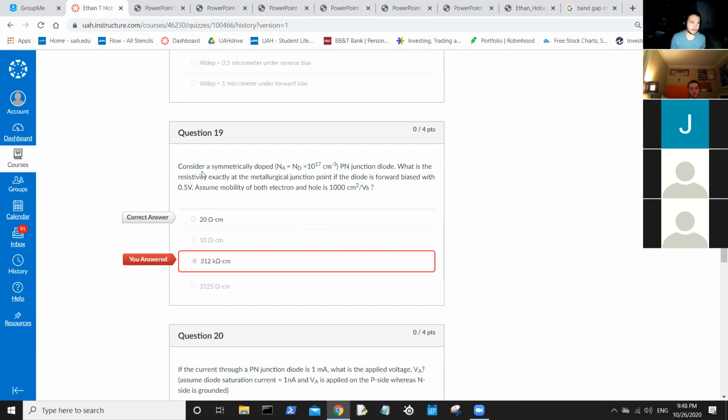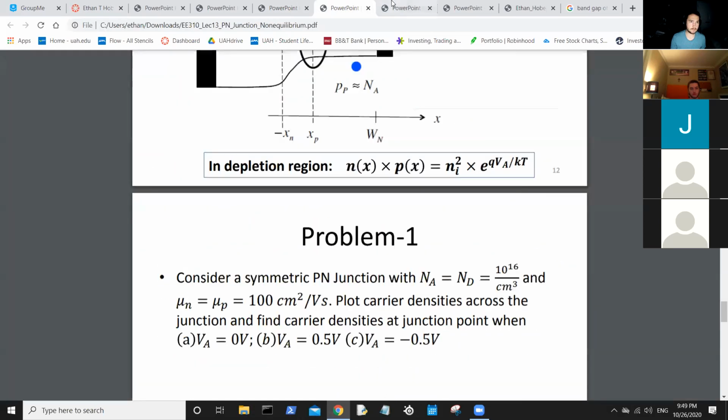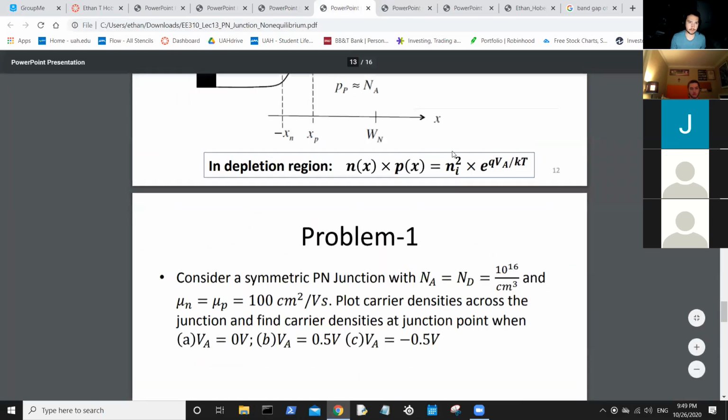So when calculating for resistivity in a biased system, we want to use this equation to solve for the majority carrier densities.